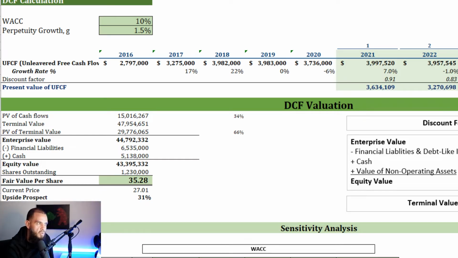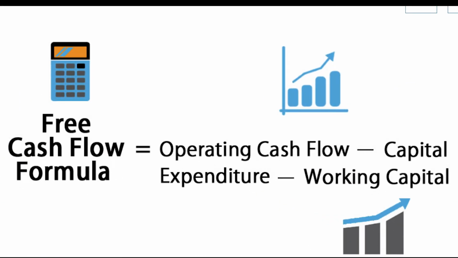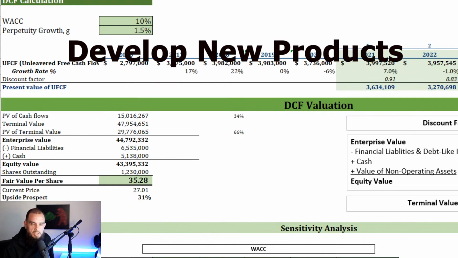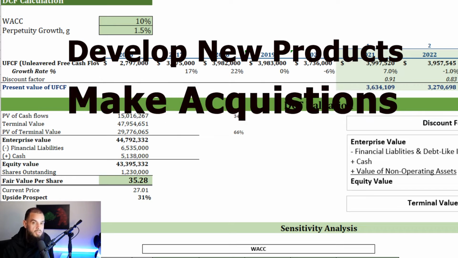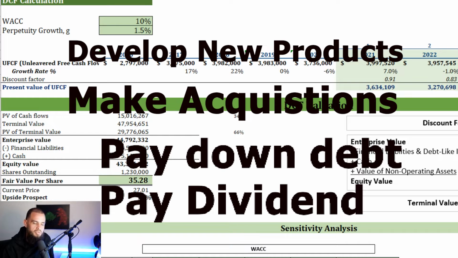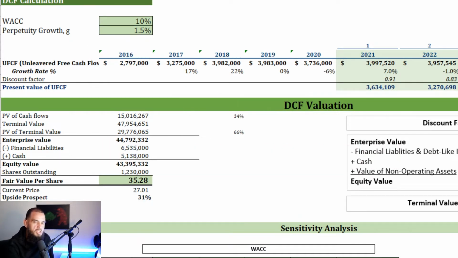So if we look here on the screen, this is a simple, basic free cash flow DCF. So first, what is free cash flow? Free cash flow is basically money left over after a company pays their operating expenses and their capital expenditures. So why is free cash flow important to us shareholders? Well, if a company has free cash flow, they can use it to develop new products or make acquisitions, or they can pay down debt, they can pay dividends. So there's a lot of benefit if a company has free cash flow. You want companies with free cash flow.